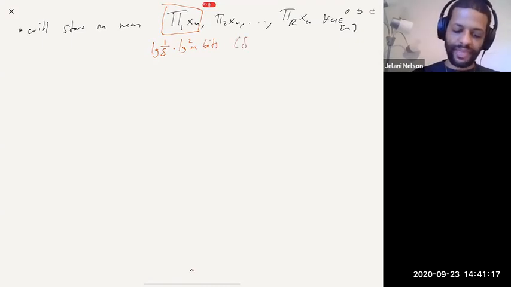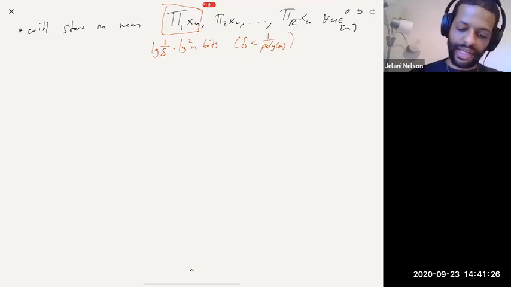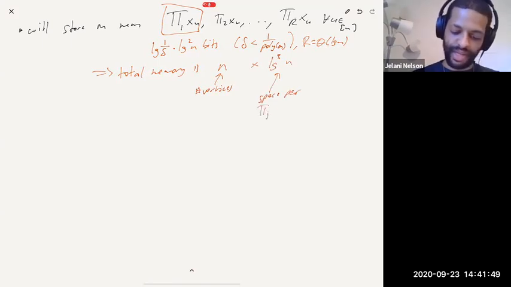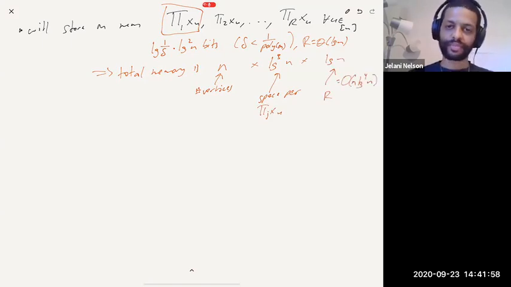I'm going to set delta to be some 1 over poly n, like 1 over n to the 5th or something like that. Okay. And then I already said that r is theta log n. That implies that the total memory is, right, n times, this is the number of vertices, times log cubed n, this is the space per pi j XU, times log n, this is r. So this is altogether n log to the 4th of n, right?